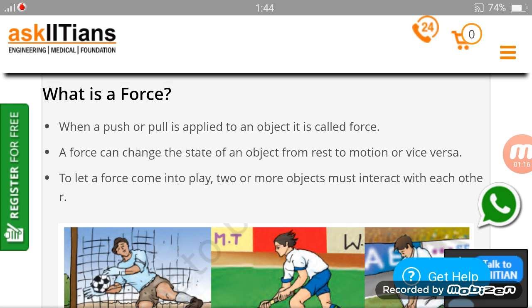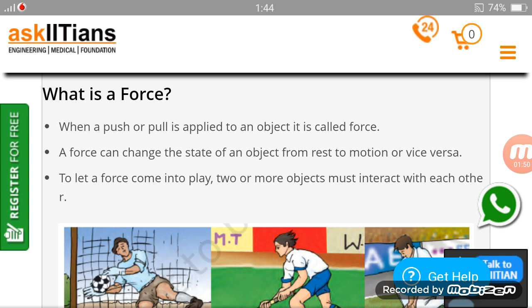So the first bullet point: when a push or pull is applied to an object, it is called force. So what is force? It is the push or pull applied to an object. So let us know what is push and pull, because students are having confusion between push or pull. So let's first understand the word push. See, when we push something, the object moves far from us. There is only one definition for push, that when we push something, then the thing moves away from us.